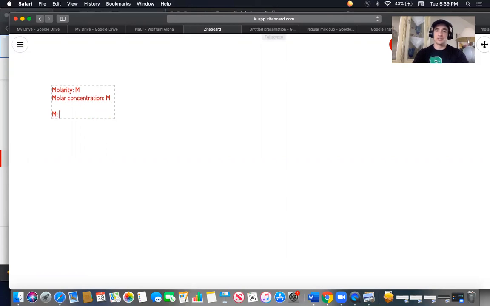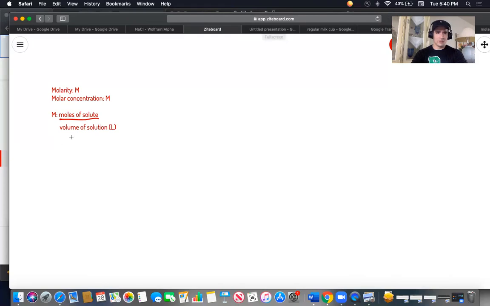So M, the equation for molarity, is going to be moles of solute divided by the volume of solution in liters. So we're going to take the moles of the solute, so we would take the moles of chocolate powder, divided by the volume of the solution, the chocolate powder with the milk, and that gives us our molarity, or concentration. So that's pretty much how we solve for molarity, how concentrated something is, how much stuff we have in a given space. So let's do some example problems.